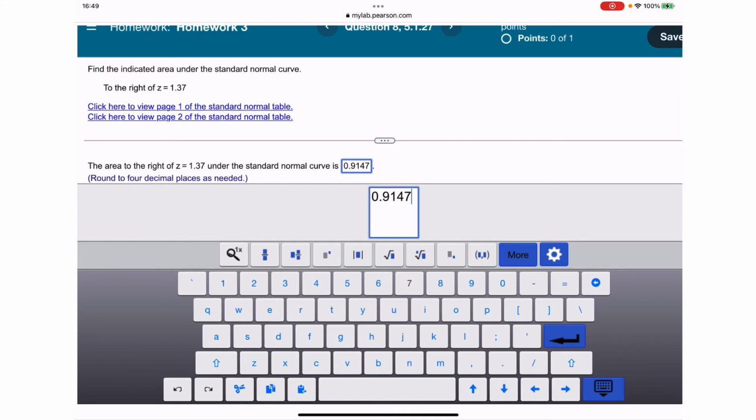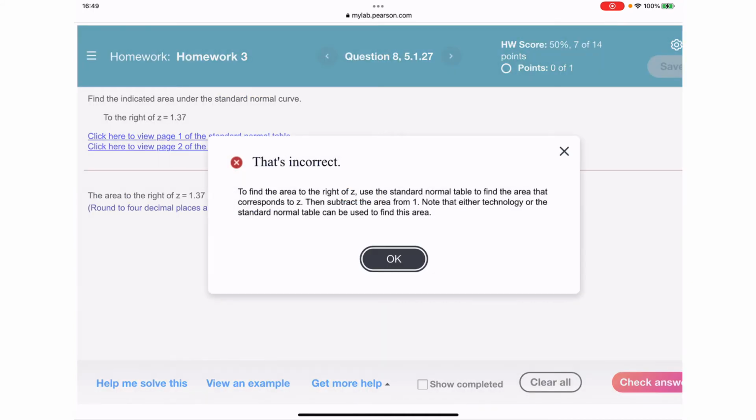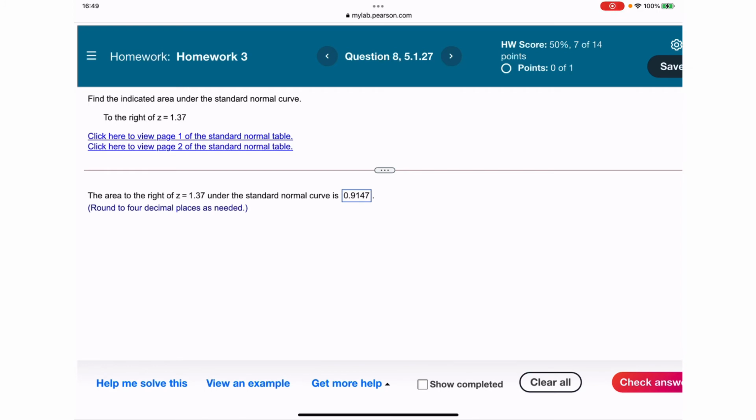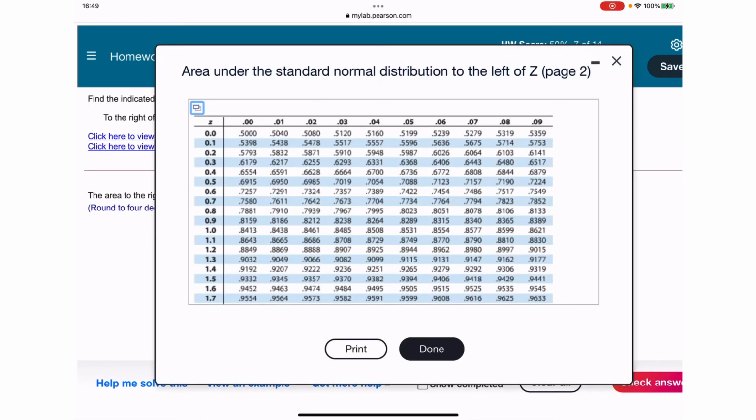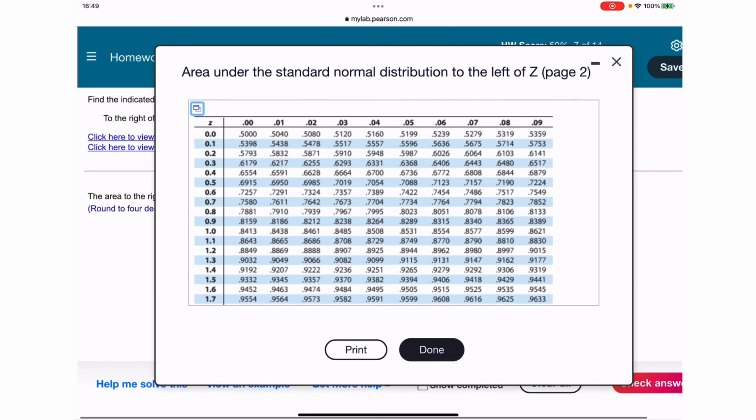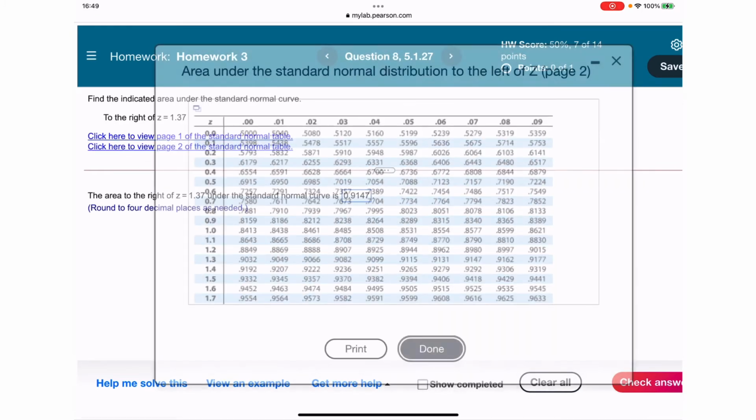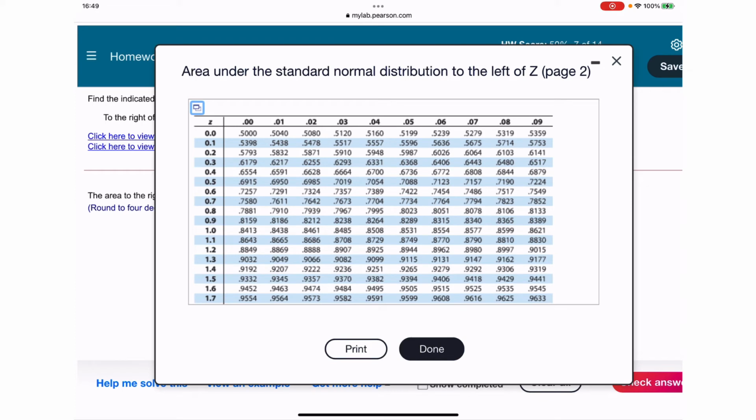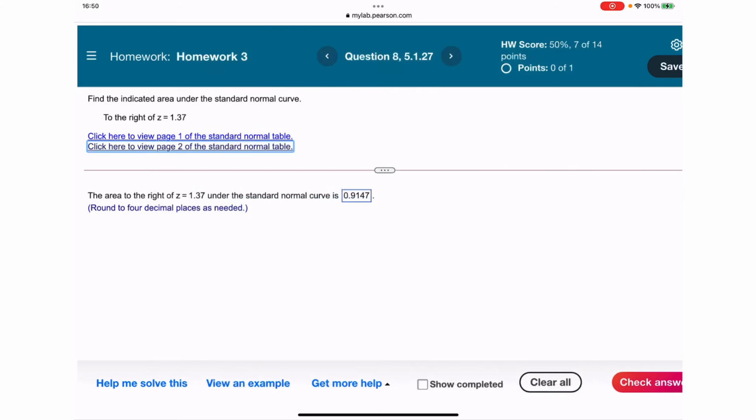So I have all these explained in detail. Okay, well, let me see what we missed. 1.37. Okay, 1.3. 6, 7, 9, 1, 4, 7. 0.9147. Okay, what did I have? Yeah, I had it. 0.9. To the right.